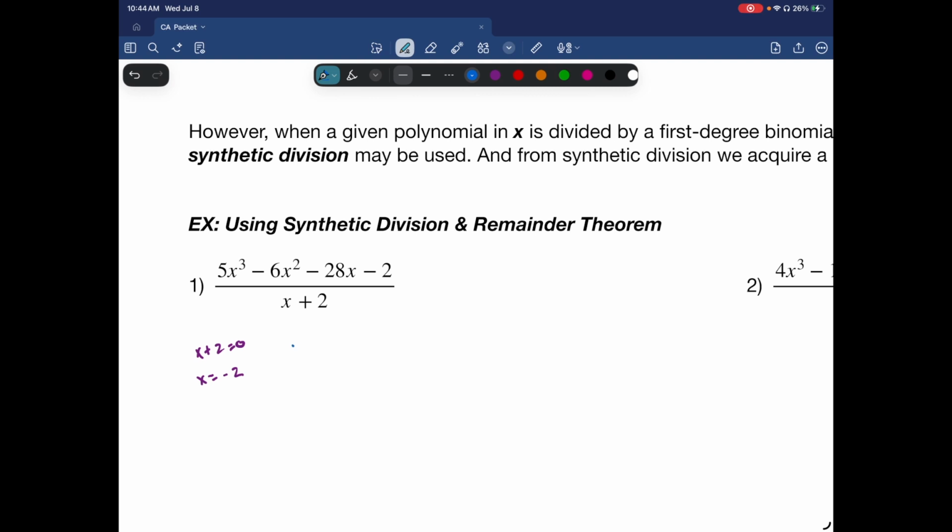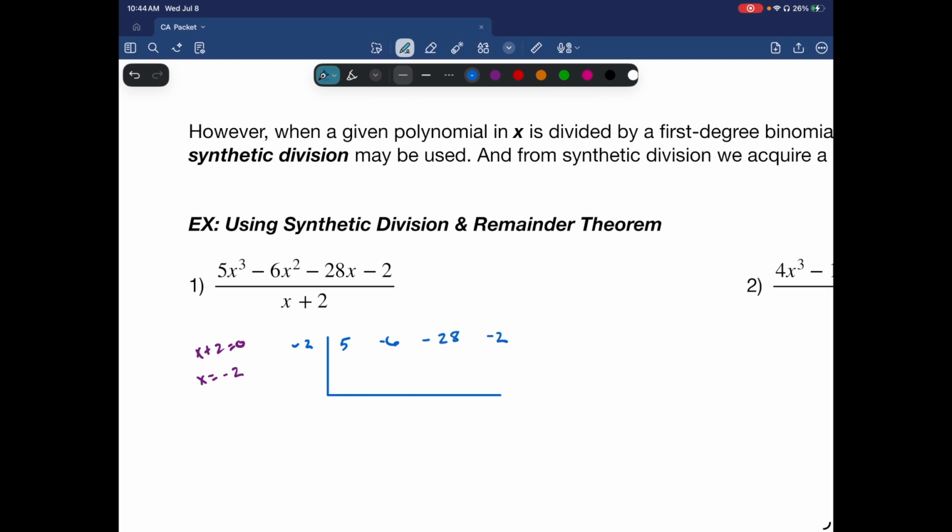So I got negative 2. And then synthetic division says I'm going to divide only using the coefficients. But once again, every power needs to be represented. So I got x cubed, x squared, x and a constant term. Everything's there. So I'm going to say 5, negative 6, negative 28, and negative 2.